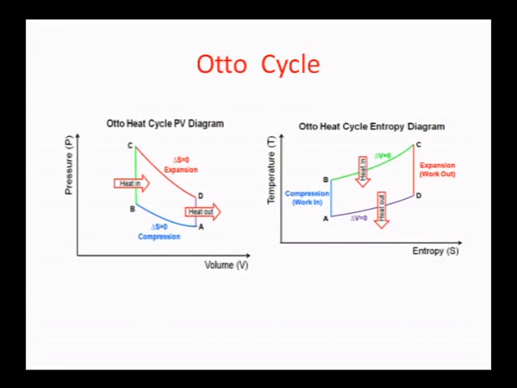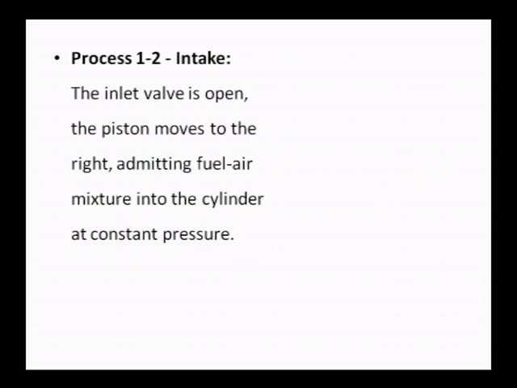Similarly, the same thing you can see in the temperature-entropy diagram. AB is the adiabatic compression, entropy remains constant. Also CD is adiabatic expansion, there also the entropy remains constant, whereas BC is a constant volume process and DA also is a constant volume process. So, this is how the Otto cycle is represented in the PV diagram and TS diagram, that is the temperature-entropy diagram.